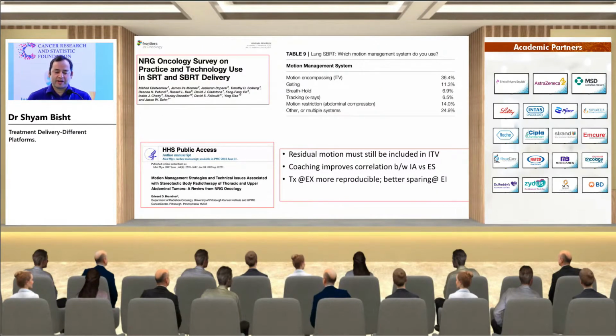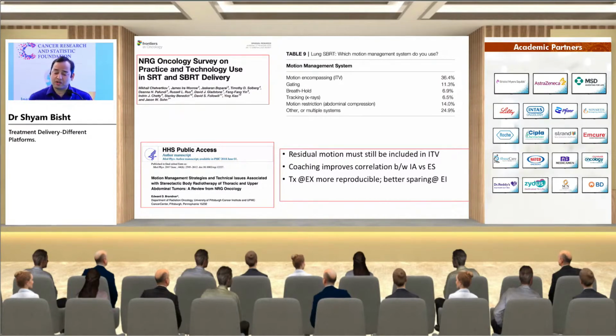This is an NRG Oncology survey in which 36% of the users were using only the ITV strategy for lung SBRT, and around 25% were using either gating, breath hold, or tracking. And this lower down article is an NRG review on SBRT.